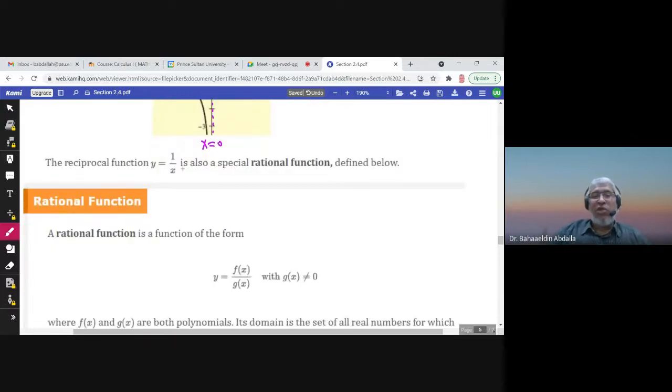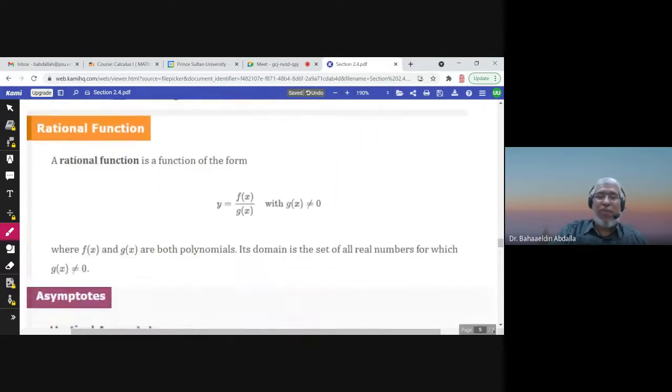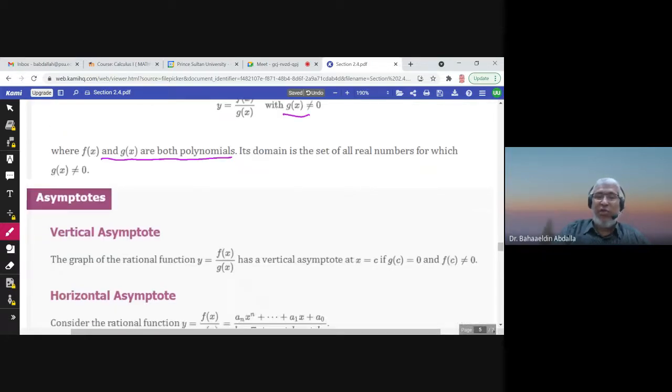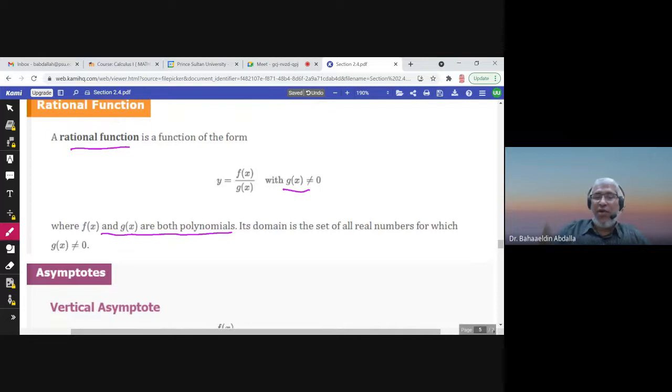It is also called the reciprocal function, 1 over x, and it's a special rational function. A rational function in general is a polynomial over polynomial. So f and g are polynomials. Any polynomial over polynomial, we call it a rational function. Of course, the polynomial in the denominator cannot be 0. The domain of any rational function would be all real numbers except the zeros of the denominator, the zeros of g.